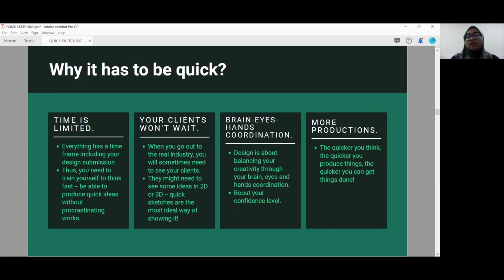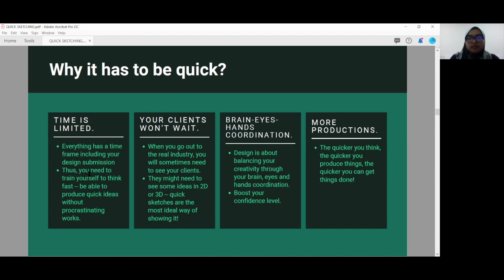So that's why it has to be quick sketching. Okay, the third one is brain, eyes, hands coordination. Three things. We have talked about hands and brain coordination before, left and right. So now we put another one, which is eye. You have to bear in mind that these three things are very important.